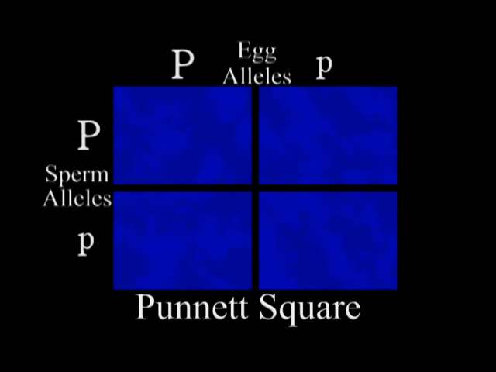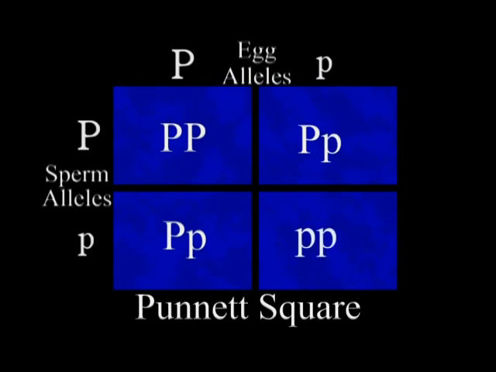This results in 3 different combinations of alleles on our Punnett square. One smaller square with 2 dominant alleles represented by uppercase P, uppercase P; 2 smaller squares with 1 dominant and 1 recessive allele represented by an uppercase P, lowercase p; and 1 smaller square with 2 recessive alleles represented by lowercase p, lowercase p. Each of these combinations of alleles defines an individual's genotype.